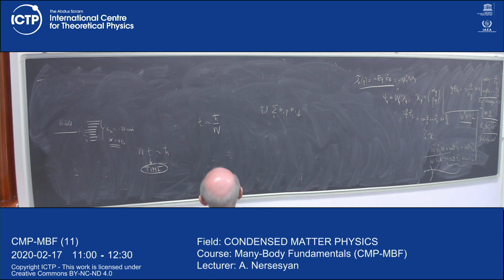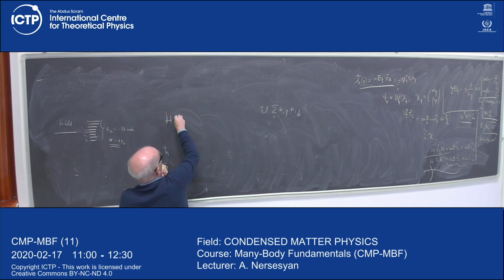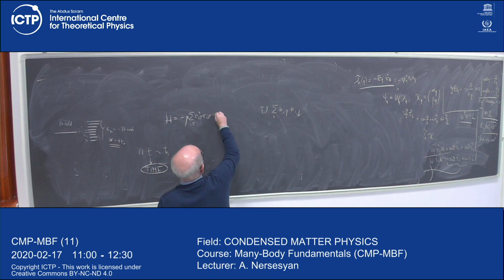So the total Hamiltonian then requires the following form. You write down something like this: a chemical potential term, which controls the number of electrons at the given lattice site, minus t sum over ij nearest neighbors.